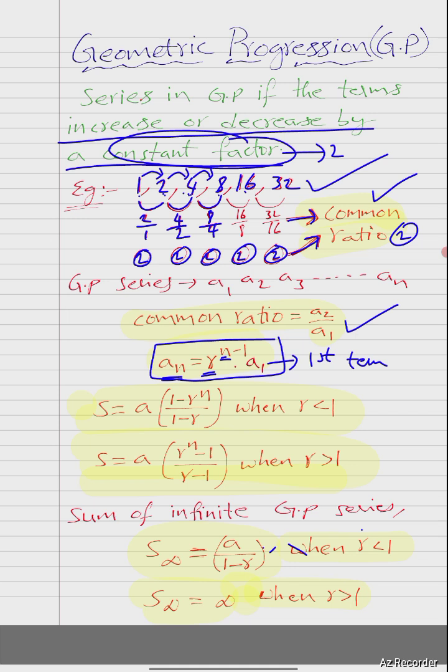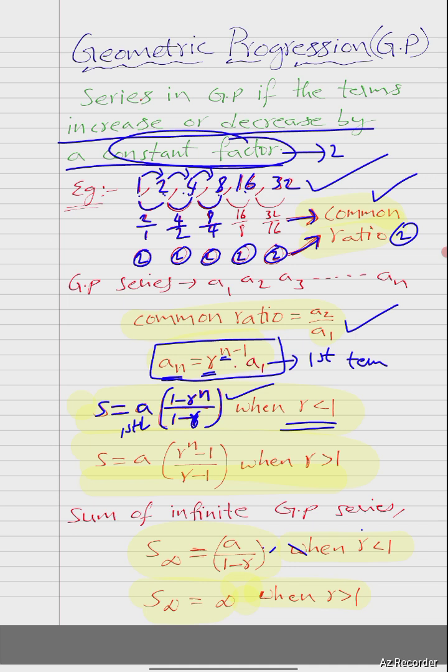Okay. Now how to find the sum of n numbers in the series? That is S equal to a times, meaning the first number in the series, into 1 minus r to the power n, whole divided by 1 minus r. So here again, a is the first term, r is the common ratio, n is the number of terms in the series. Here the condition is r should be less than 1. In order to apply this formula, the common ratio should be less than 1.